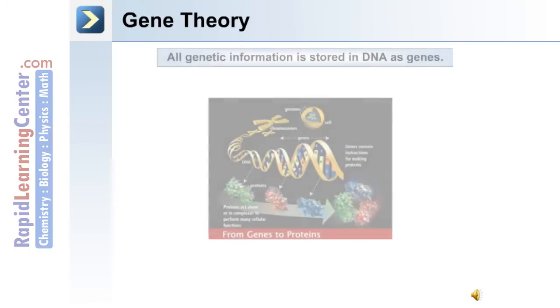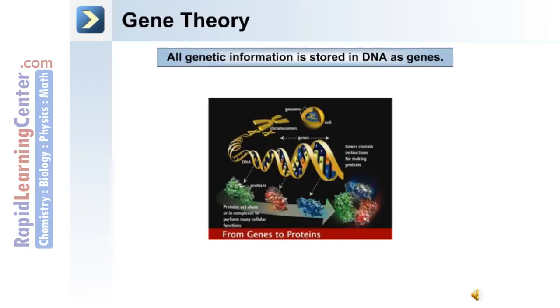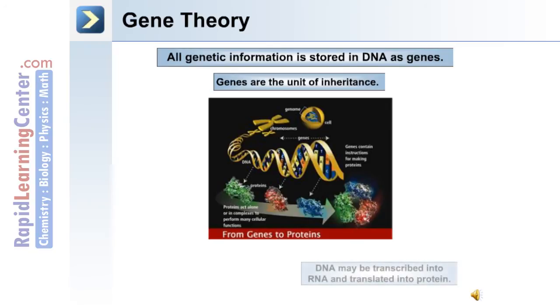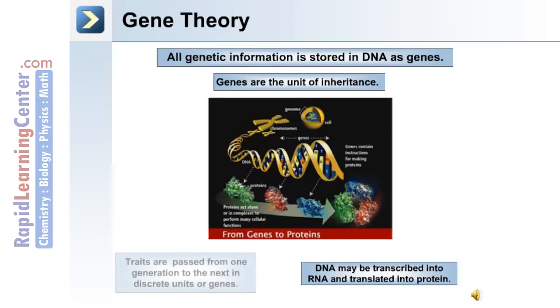Gene theory. Gene theory states that all genetic information is stored in DNA as genes. Genes are the unit of inheritance. DNA may be transcribed into RNA and translated into protein. Traits are passed from one generation to the next in discrete units or genes.